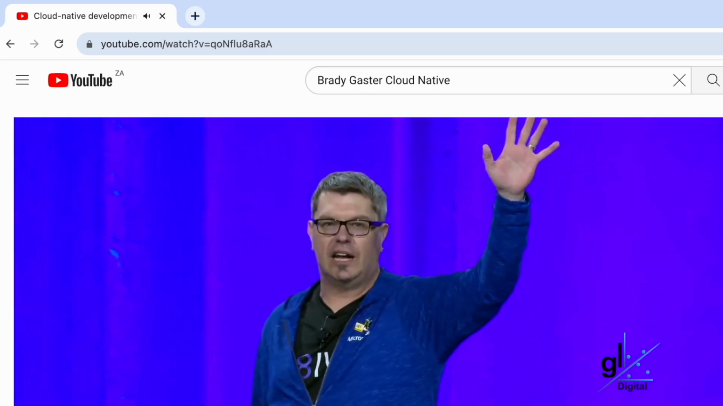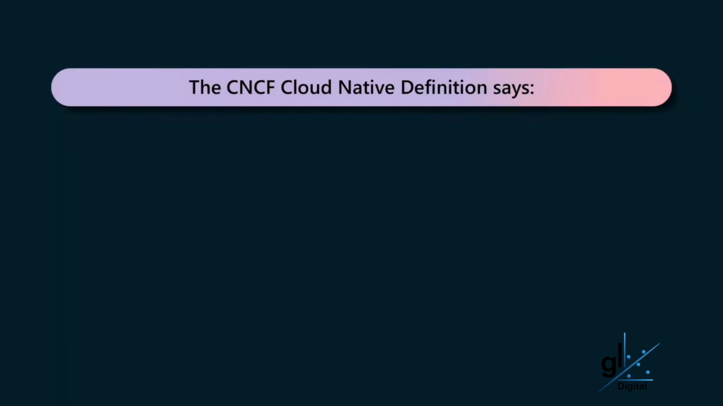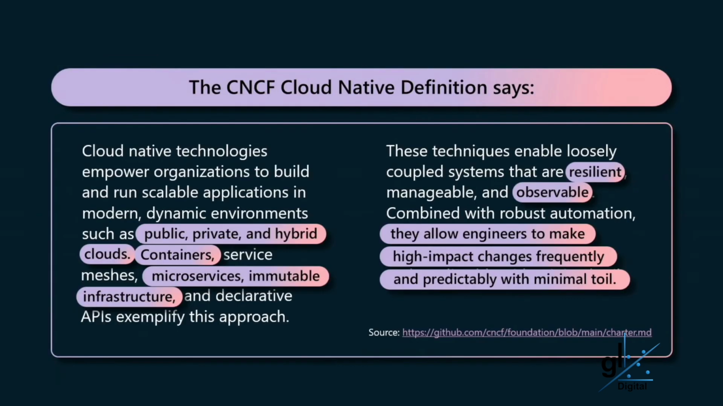He provides a great definition of cloud-native. This definition of cloud-native is used as the foundation for the presentation. The CNCF cloud-native definition says, cloud-native technologies empower organizations to build and run scalable applications in modern, dynamic environments such as public, private, and hybrid clouds. Containers, service meshes, microservices, immutable infrastructure, and declarative APIs exemplify this approach. These techniques enable loosely coupled systems that are resilient, manageable, and observable. Combined with robust automation, they allow engineers to make high-impact changes frequently and predictably with minimal toil.